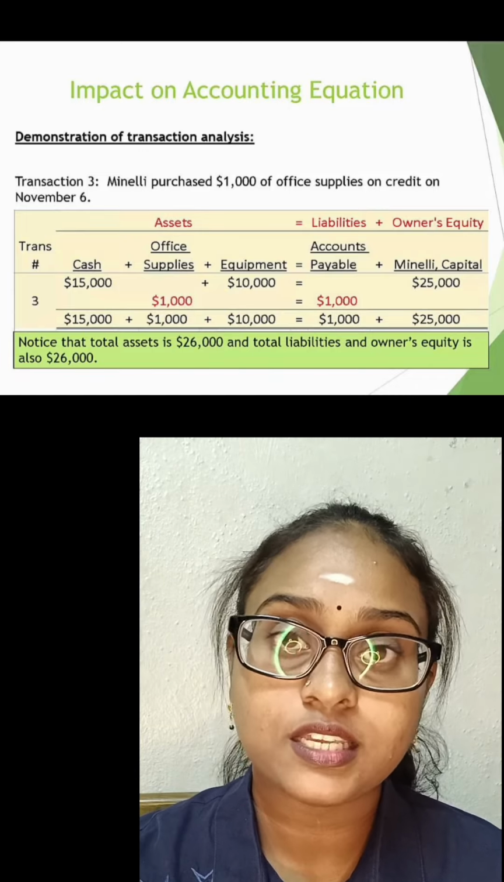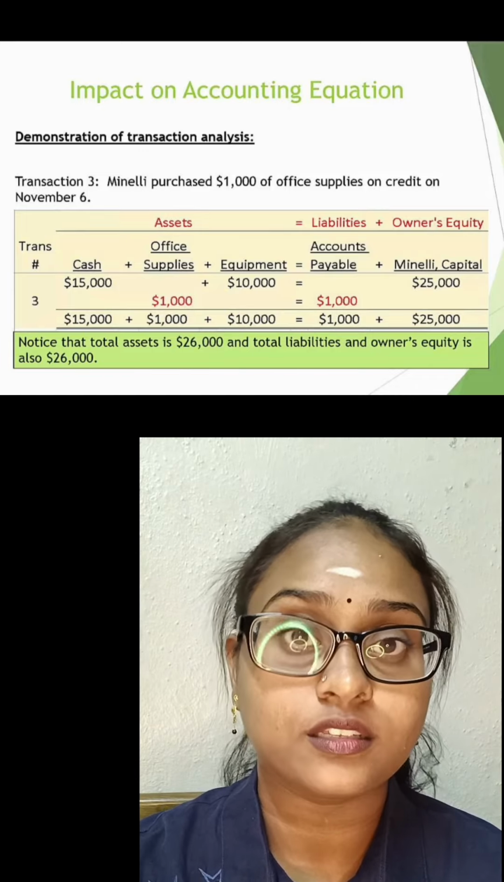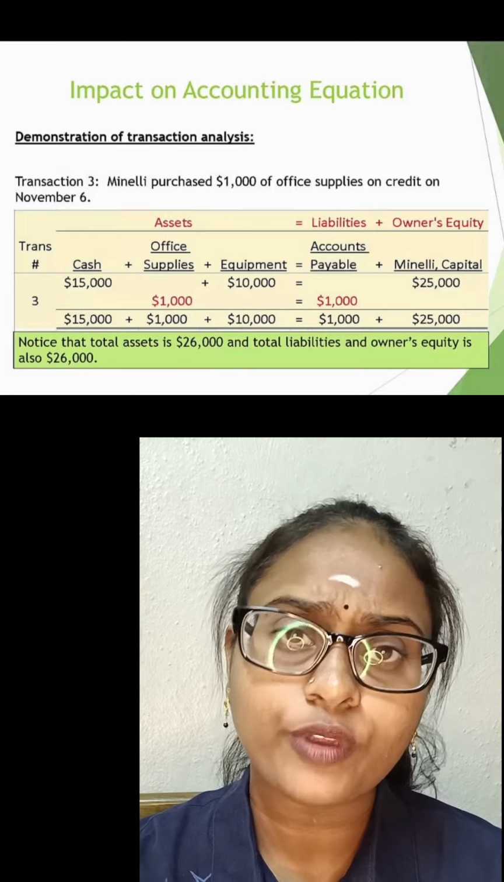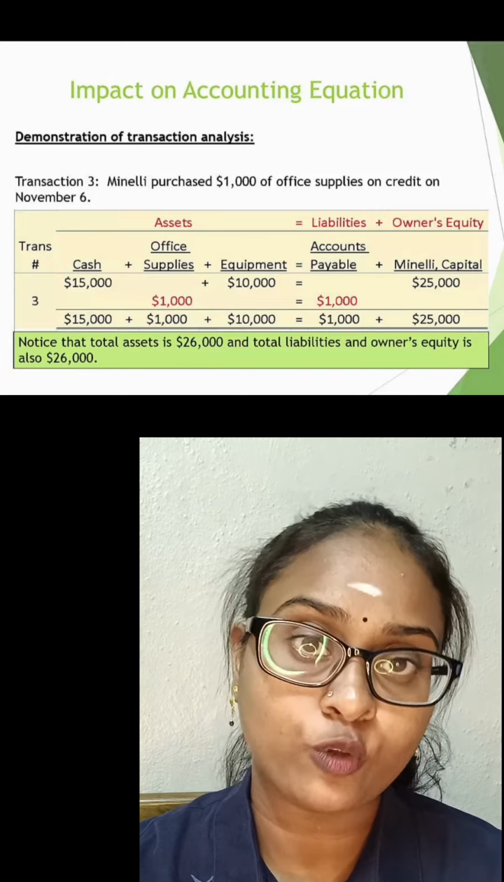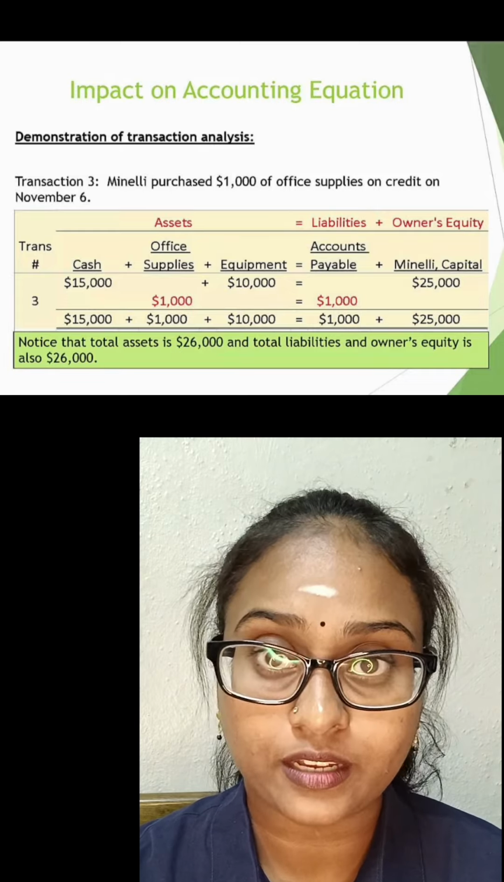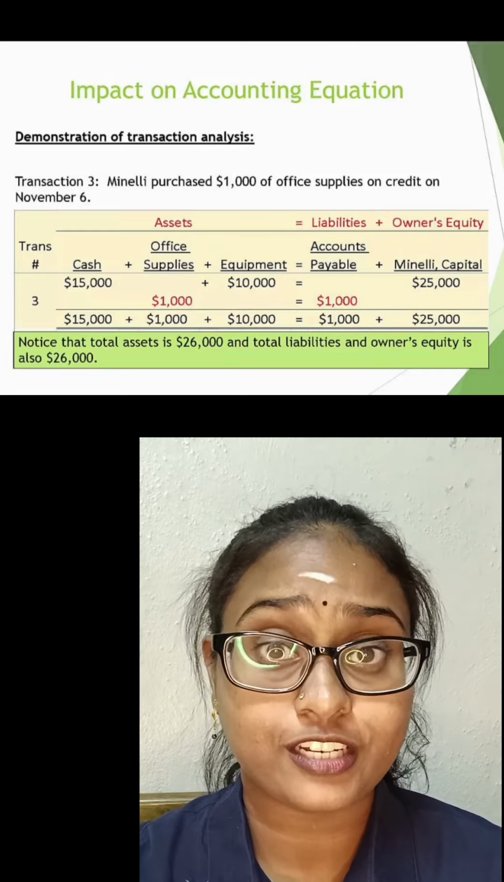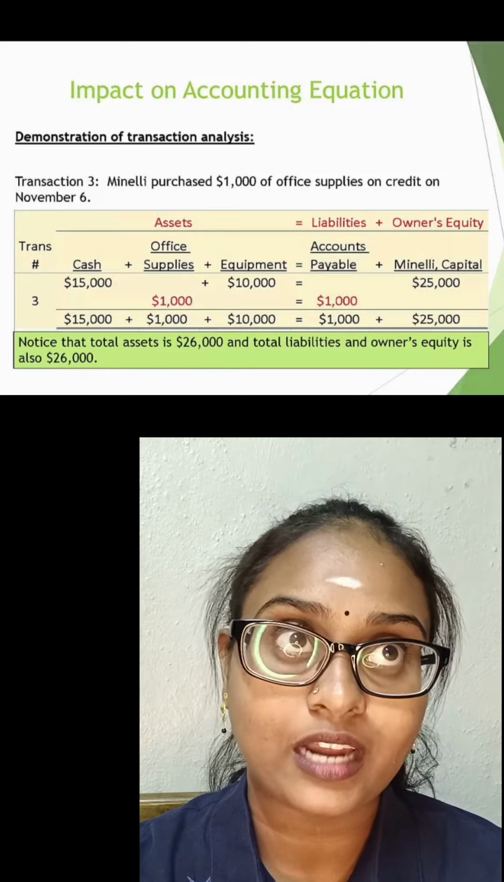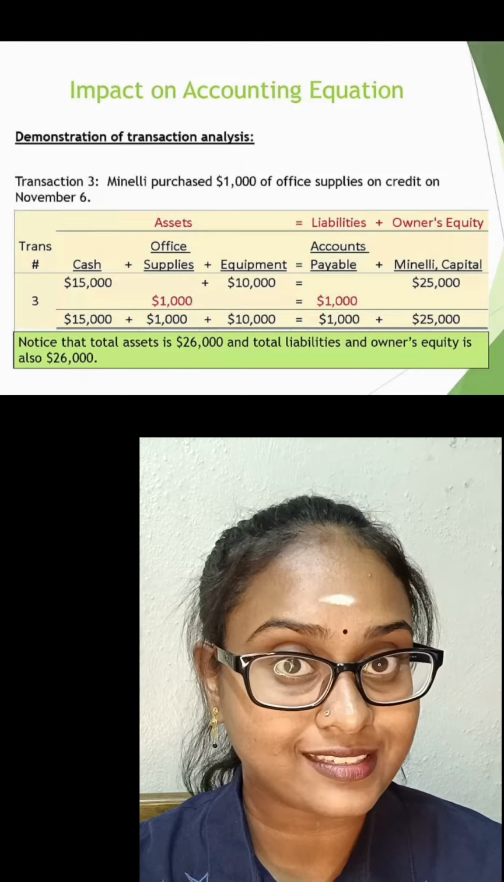The first step of the accounting cycle is analyze transactions. Transaction analysis is the act of examining a transaction to decide how it affects the accounting equation. It is also the first step in the accounting cycle. To properly analyze a transaction, you must know and understand a few key things.